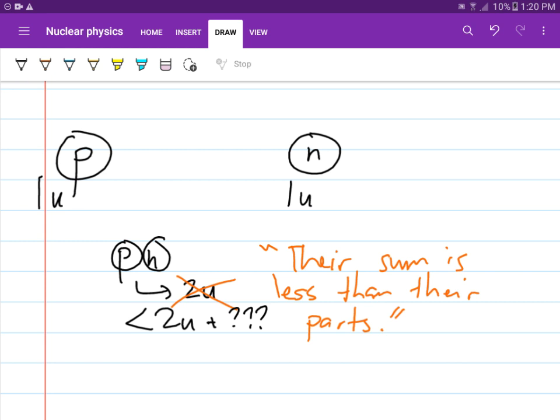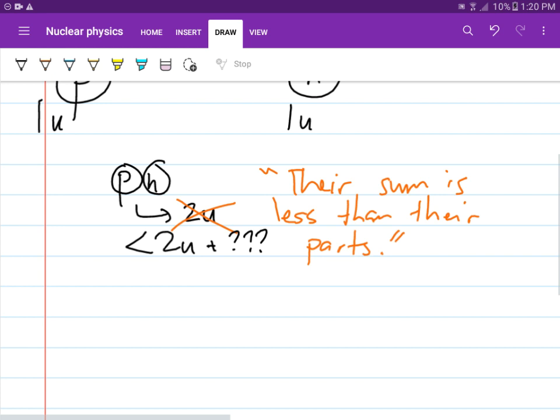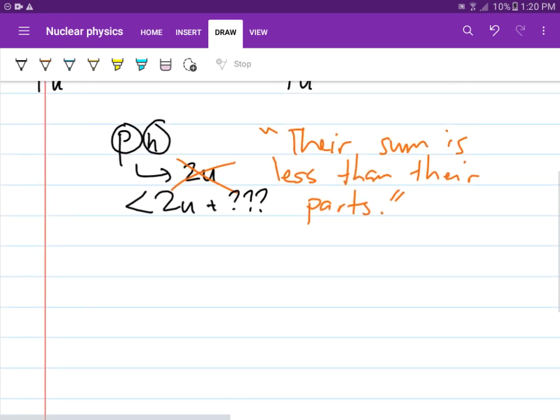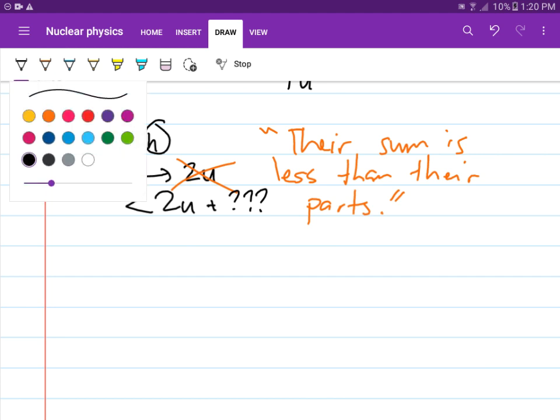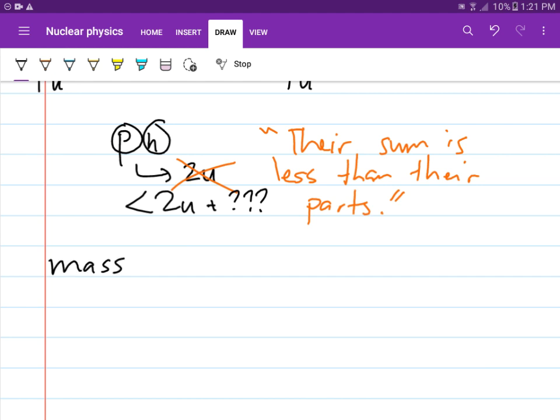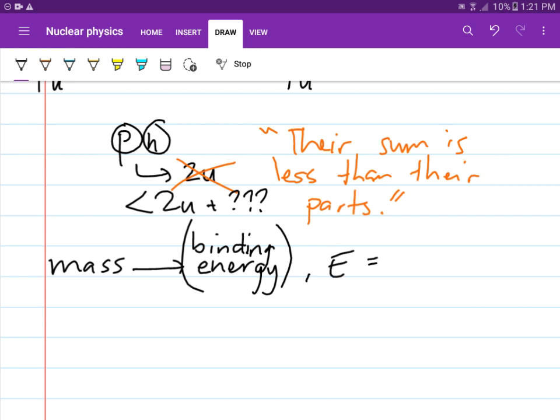So here comes nuclear binding energy. When the proton and the neutron combine inside the nucleus, some of their mass is converted to energy, particularly binding energy. This stems from Einstein's idea that there is an equivalence of mass and energy.